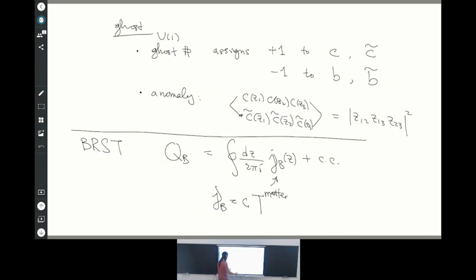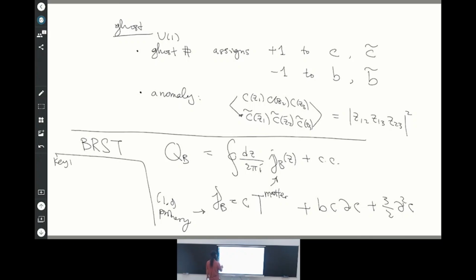So C times T matter plus some pure ghost stuff, BC partial C plus 3/2 partial squared C. This partial squared C term does not contribute to this charge, but it's such that it makes JB a primary with respect to the Virasoro algebra. So this is some kind of (1, 0) Virasoro primary. And it has some key properties. There are two key properties. One is that QB is nilpotent.